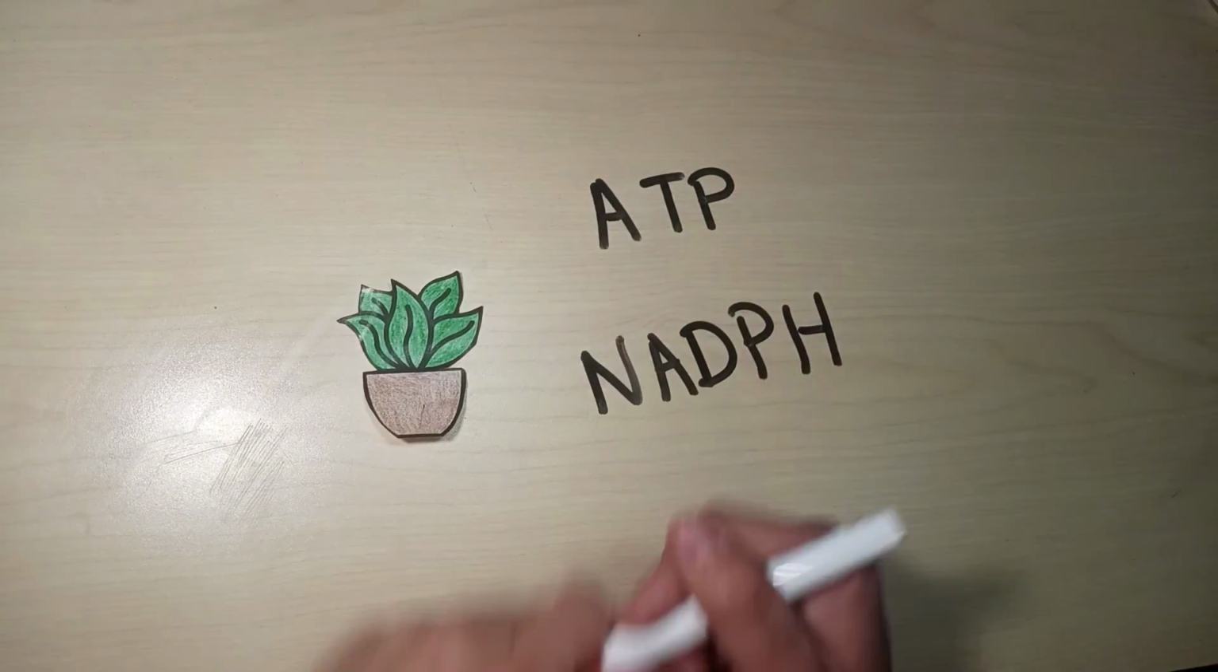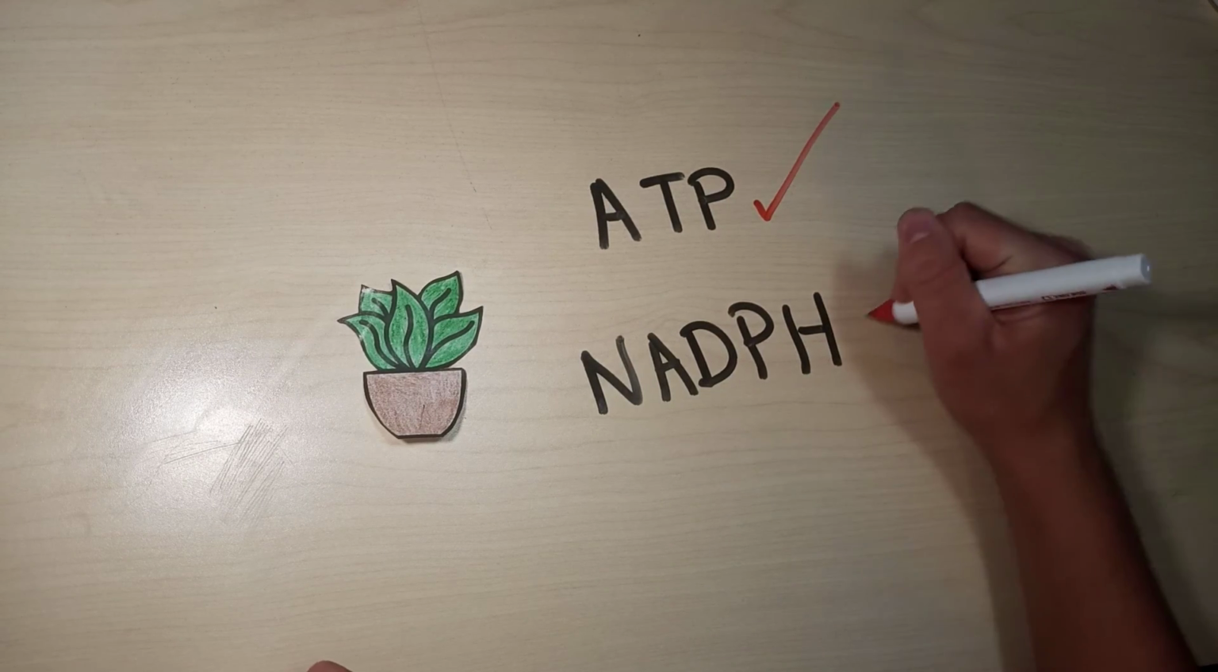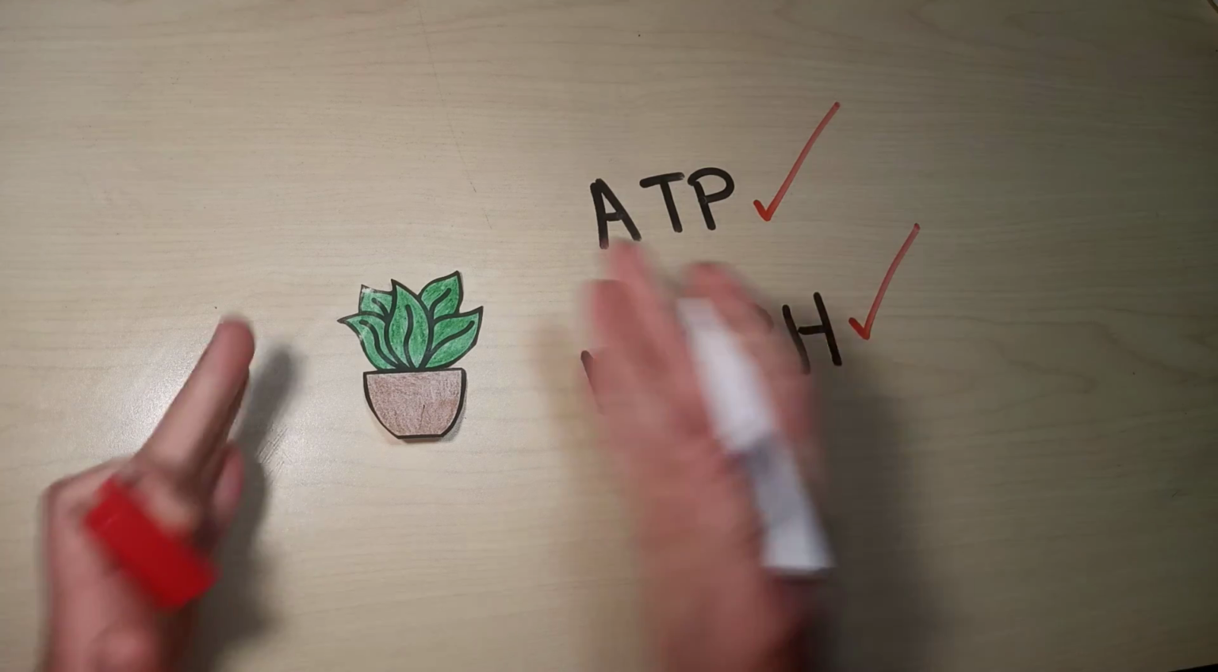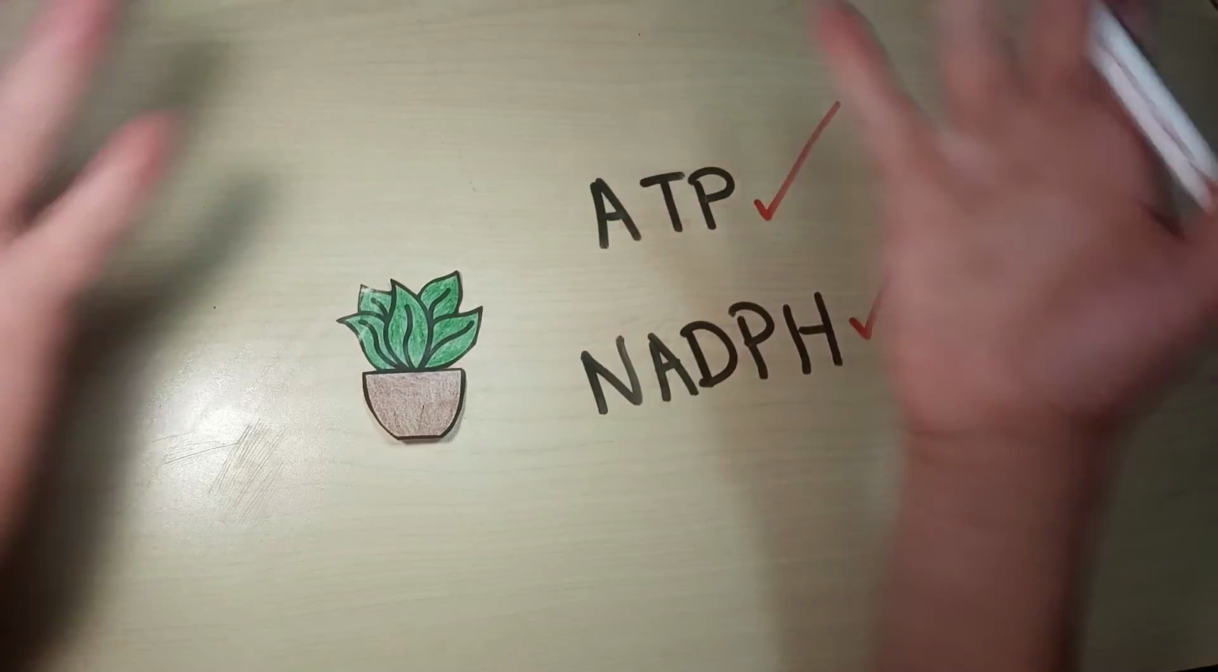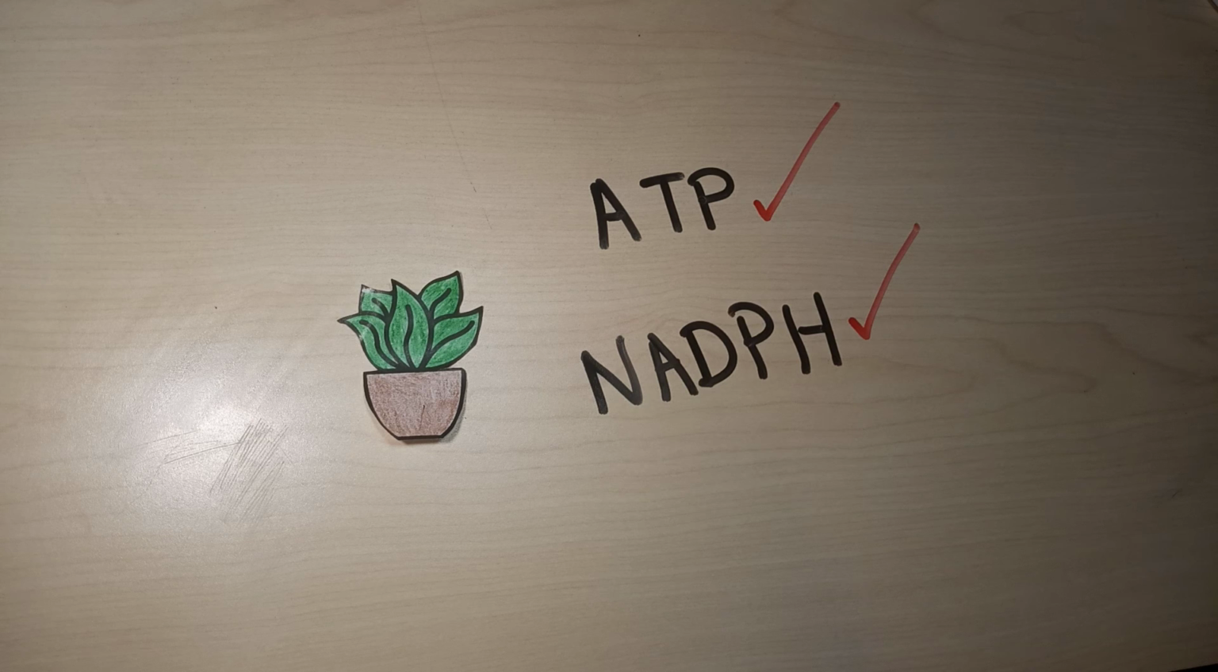So we have our adenosine triphosphate and we have our NADPH. Now Patrick is a little bit happier, and that is the light-dependent reaction in a nutshell.